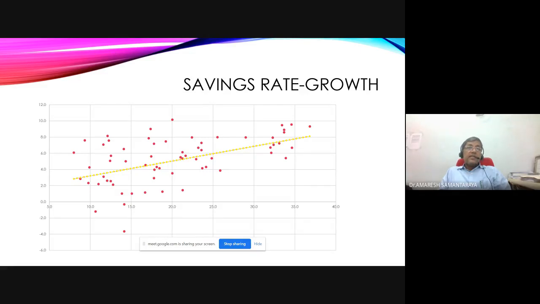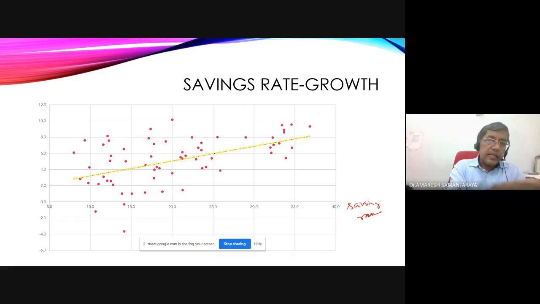The saving rate is the ratio between savings and GDP, and that is plotted on the x-axis. You can see that our saving rate varies from close to 9% up to maybe 38% in our data set, and economic growth is given on the y-axis. So here on the x-axis I have the saving rate.